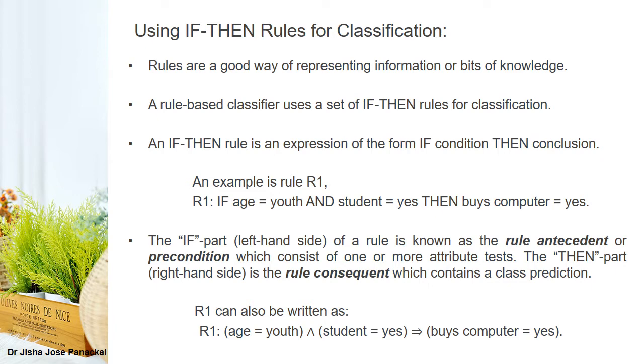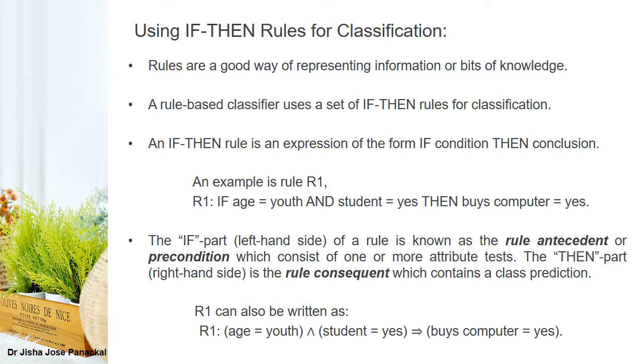Using if-then rules for classification. Rules are a good way of representing information or bits of knowledge. A rule-based classifier uses a set of if-then rules for classification. An if-then rule is an expression of the form IF condition THEN conclusion. We can see an example, rule 1: IF age = youth AND student = yes THEN buys_computer = yes. This is the same example we are discussing.